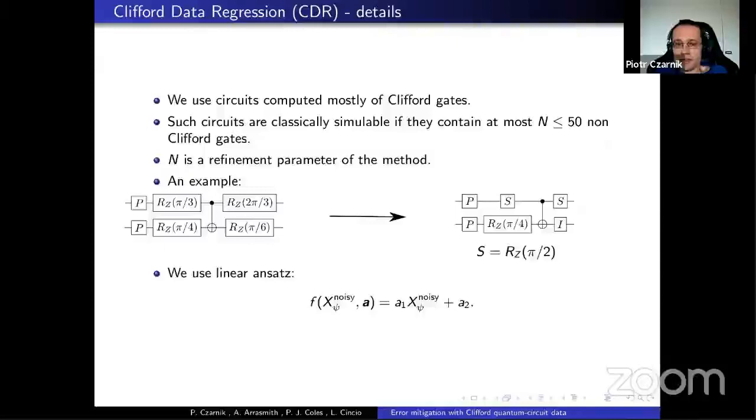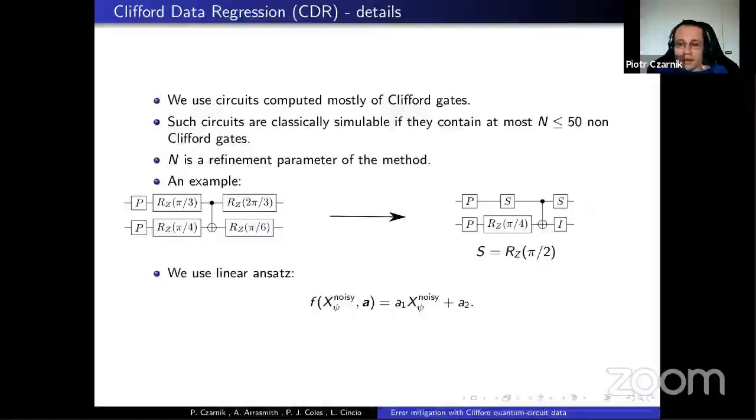So to be a little bit more specific, let me give an example. On the left hand, we have an exemplary circuit which we would like to correct. The circuit was compiled for an IBM quantum device. It's built from three different types of gates. First, there are elementary pulses denoted here by P. There are also rotations around the Z axis parametrized by different angles. There is one CNOT. It turns out that the elementary pulses and the CNOT are Clifford gates, but the rotations are not, in this particular example.